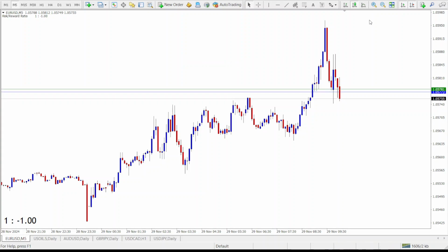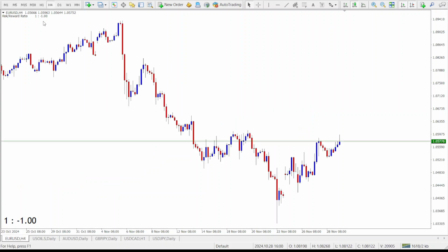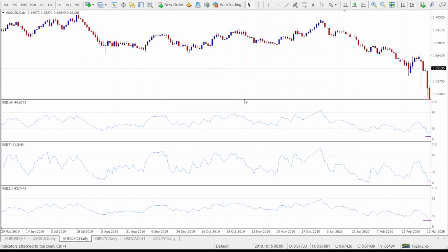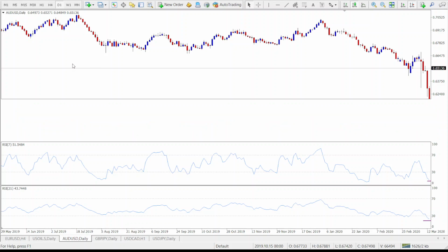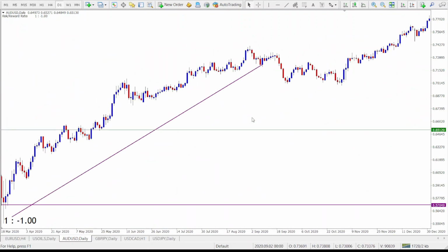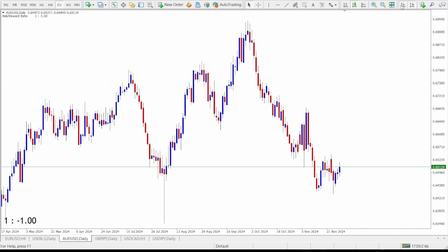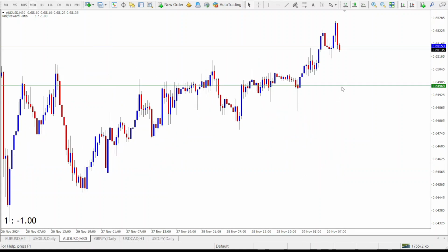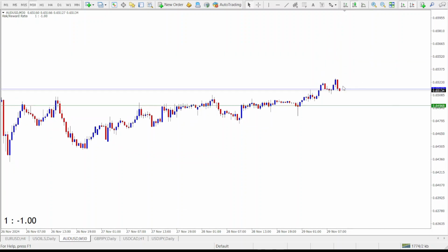But let me just try one more time, on another currency pair. I'm going to add the risk reward ratio indicator again. I'm going to reset this. And we can see that the same thing is happening. The take profit price is very close to the current price.